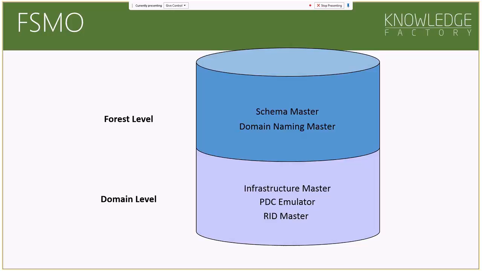If the information has changed, the infrastructure master makes the change in its local replica and also replicates the new values to other domain controllers within the domain. You shouldn't place the infrastructure master on the same computer as a global catalog if your forest contains multiple domains and not all domain controllers are GCs.